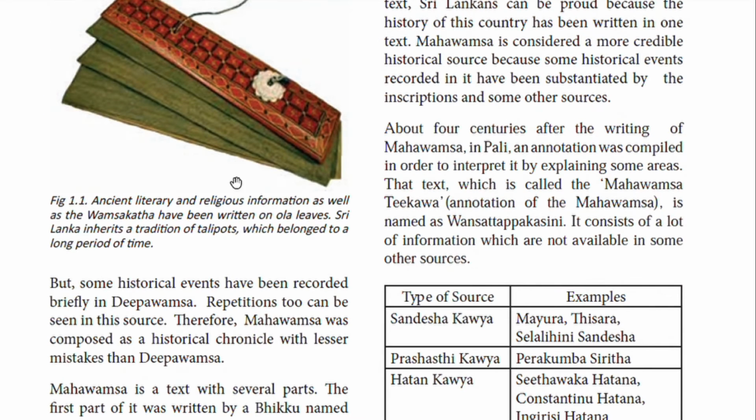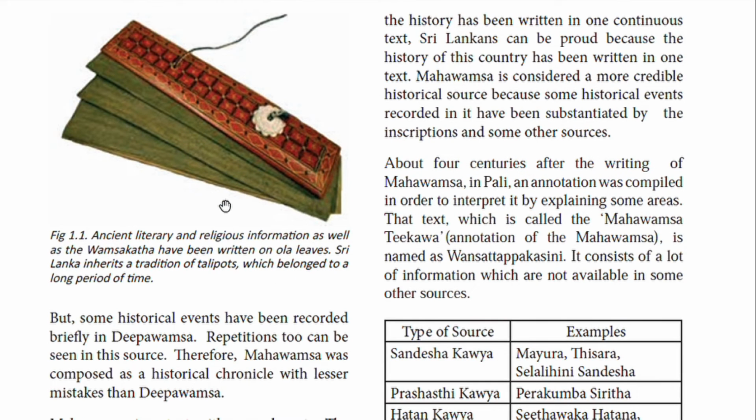Now look at this picture, figure 1.1. Ancient literary and religious information as well as the Vamsakatha have been written on olas. So Sri Lanka inherits a tradition of talipot manuscripts, which belong to a long period of time. When you visit a museum or Buddhist libraries, especially in temples, you can see this type of book. Normally, people used these types of books to note down their things.